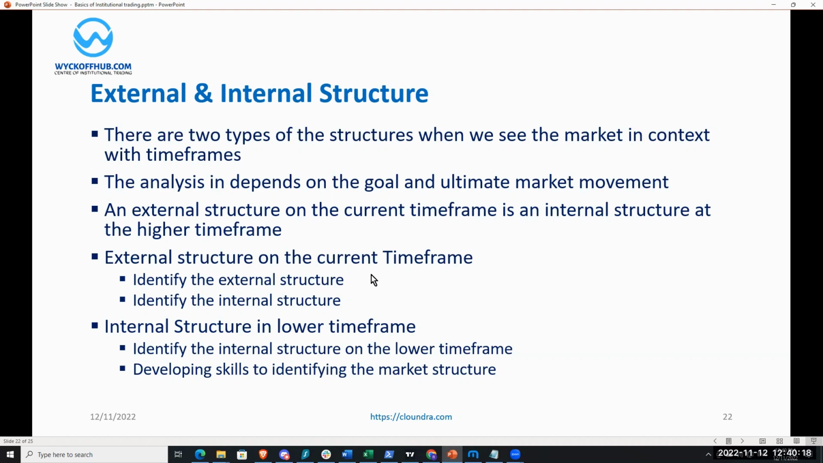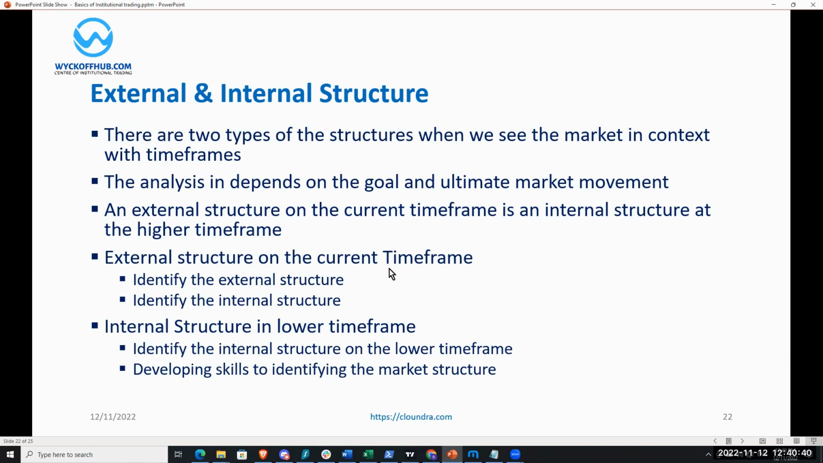Right, so on the current time frame, we're going to identify the external structure and we're going to identify the internal structure. Here we're talking about the same time frame. Then we will move to another, lower time frame. On the lower time frame, we will learn how to identify the market structure of the external structure of the current time frame, right?